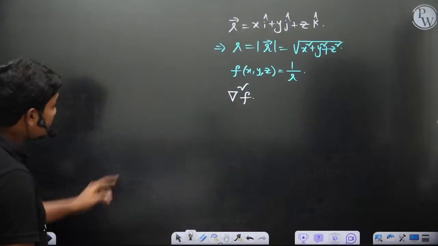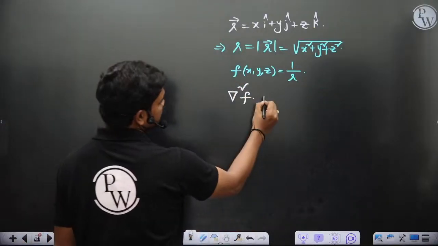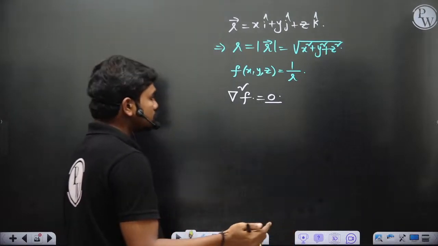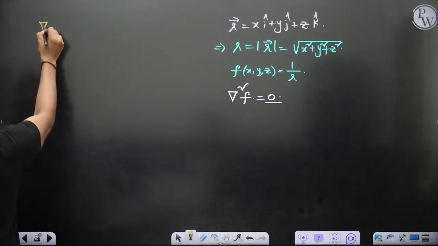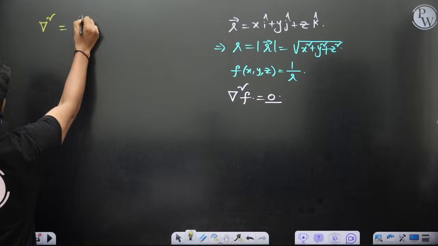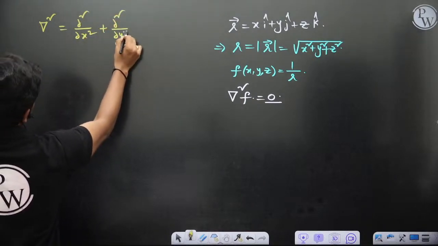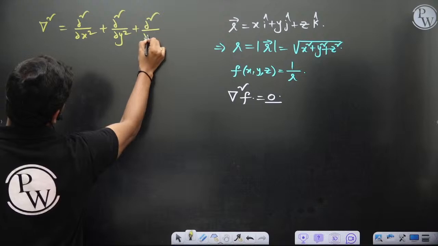So let's see, in this case the Laplacian of this is actually 0. We can show this. Many of you might have at least seen the Laplacian operator in Cartesian, which is ∂²/∂x² + ∂²/∂y² + ∂²/∂z², is what you get, okay.